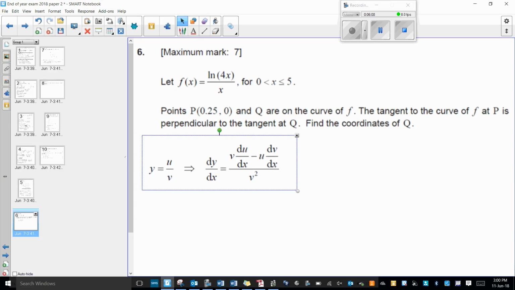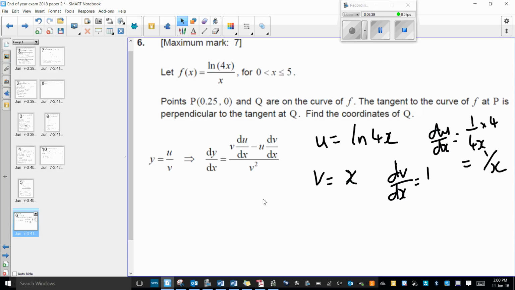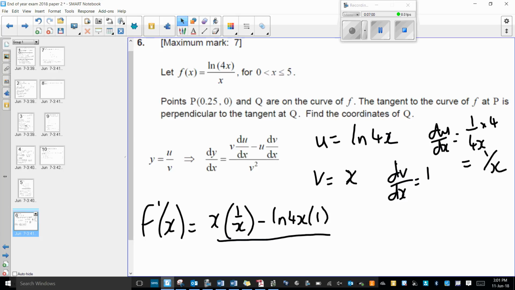In our case, u is ln 4x and v is x, so du/dx is going to be 1 over 4x multiplied by 4, and dv/dx is just 1. So let's put that in here. f dash x is v, which is x, multiplied by du/dx, which is 1 over x, subtract u, which is ln 4x, multiplied by dv/dx, which is 1, over v squared. So that is x multiplied by 1 over x, which is obviously just 1, subtract ln 4x over x squared.